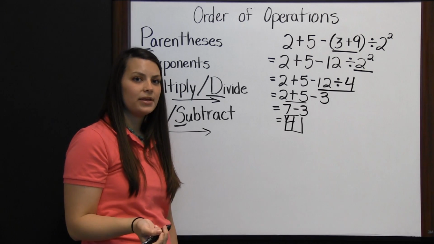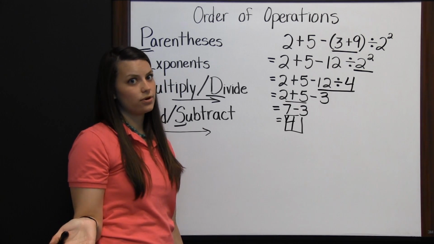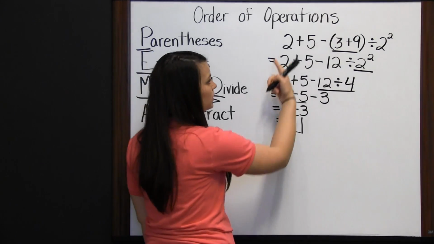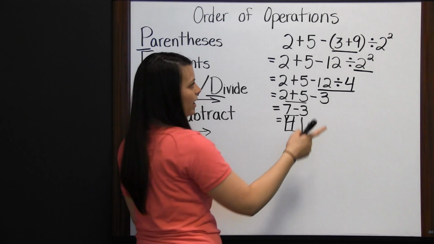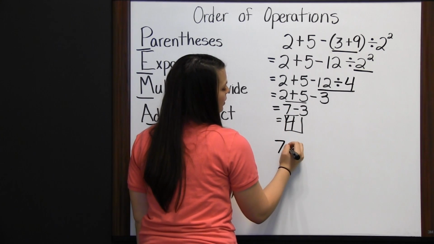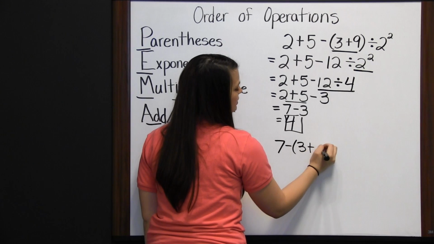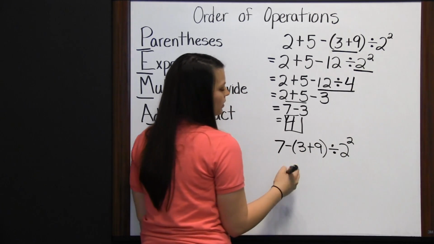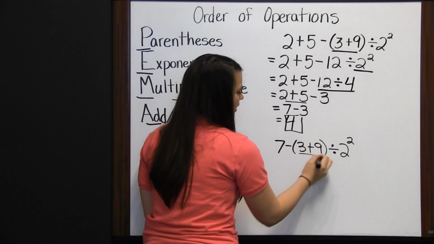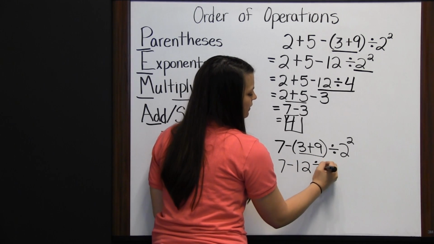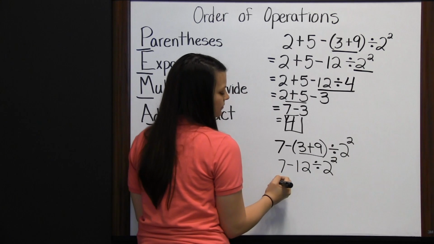Now let's see what happens if we ignore the order of operations and just work from left to right. If we were just working from left to right, we would start with 2 plus 5, which would give us 7, minus 3 plus 9 divided by 2 squared. Then we would do our 3 plus 9, so we'd have 7 minus 12 divided by 2 squared.